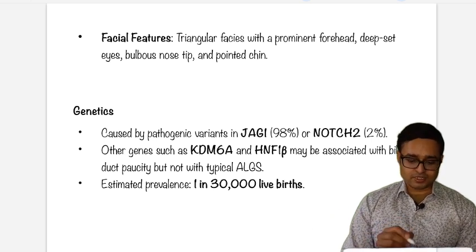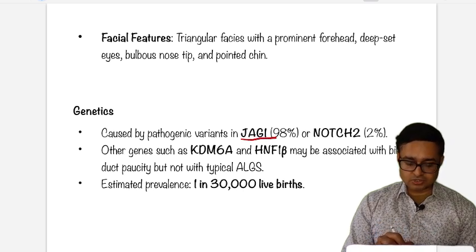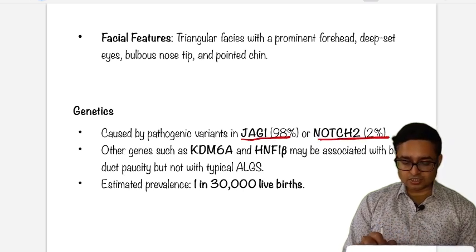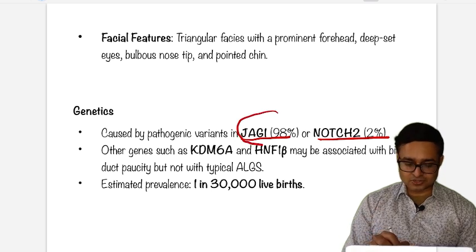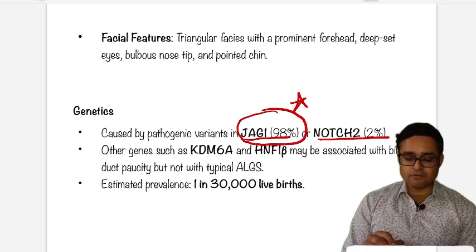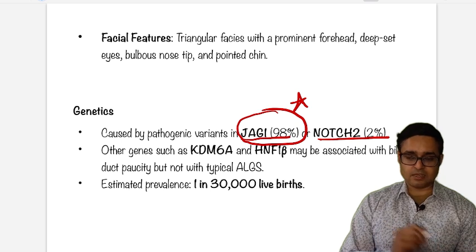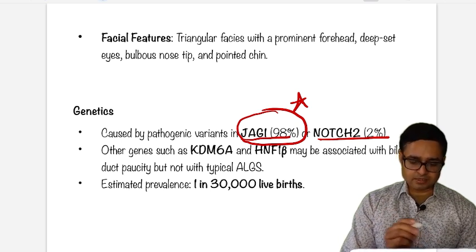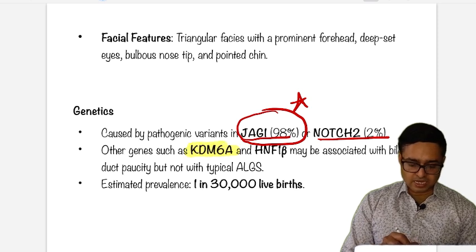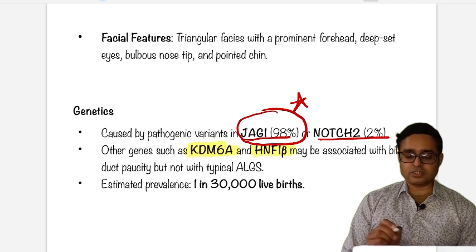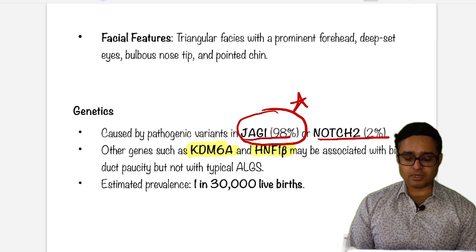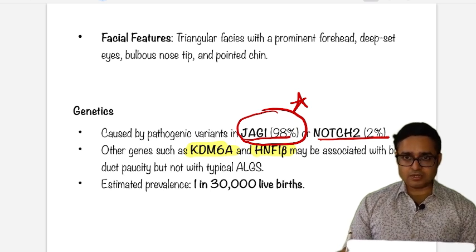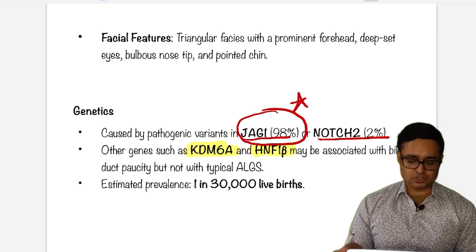Again, the important point, this is caused by the JAG1 gene and NOTCH2 gene. The most important is the JAG1 gene, which accounts for 98%. Other genes, just remember the names, they can be asked: KDM6A gene, HNF1 beta gene. But the important genes will remain the JAG1 gene and NOTCH2 gene, of which the main gene is JAG1.